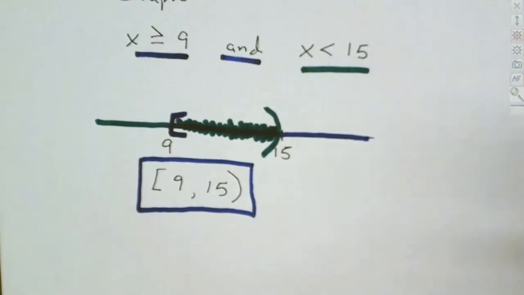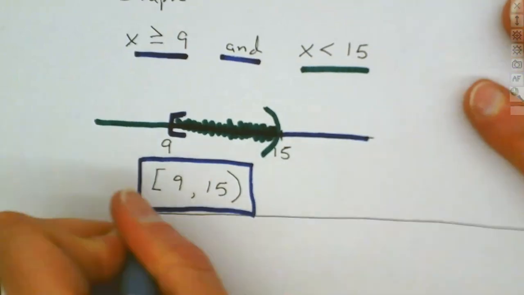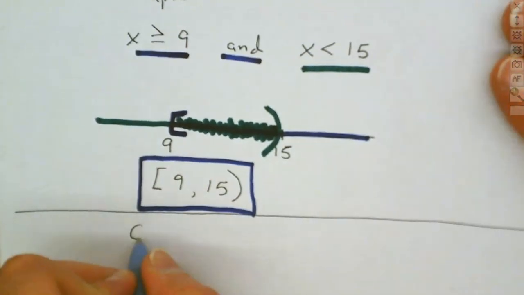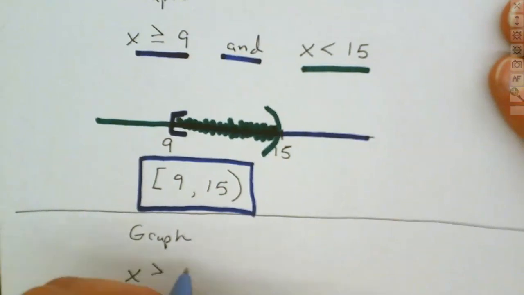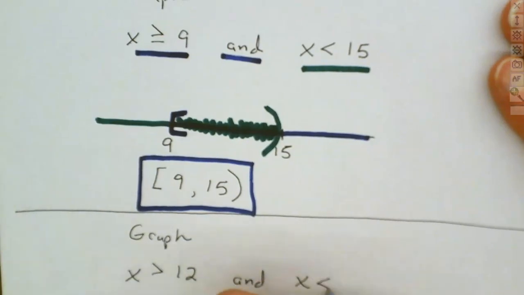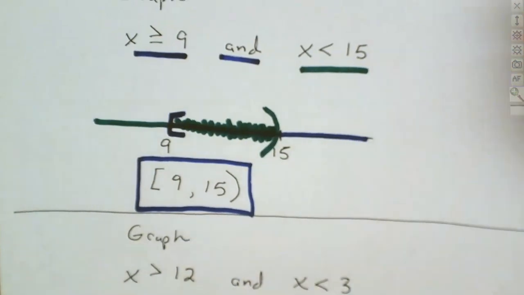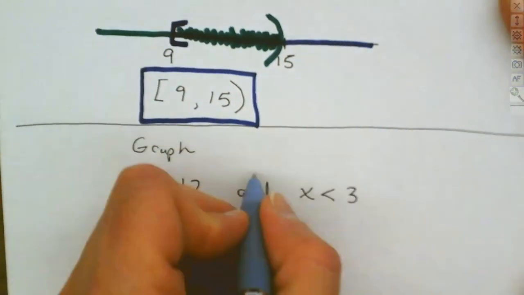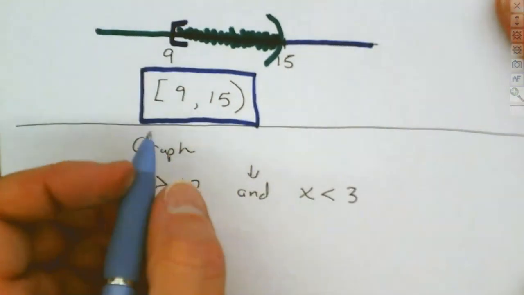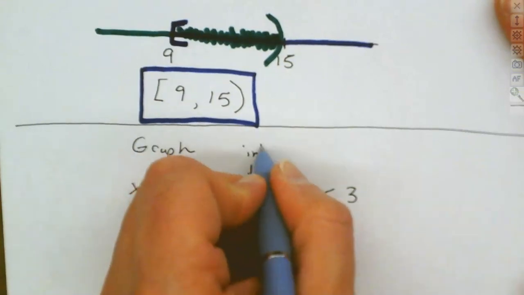Now, what happens if they don't overlap at all? Okay, here's another one. This can also happen. We're going to graph this one. How about x is greater than 12 and x is less than 3? Well, what's going to happen with this one? We have an and again, what does and mean? And means intersection.